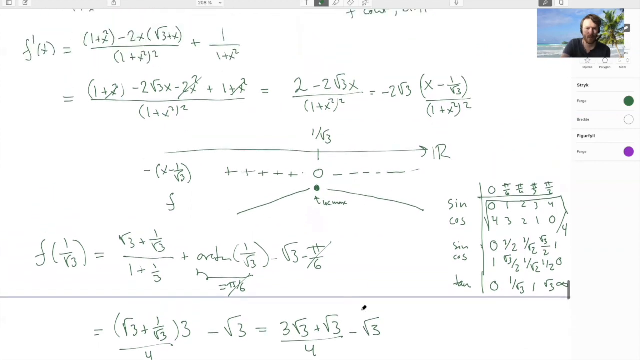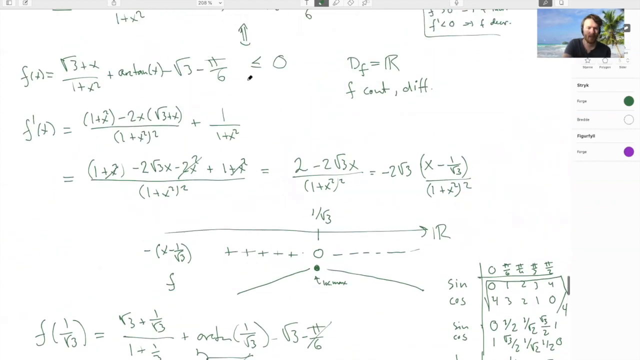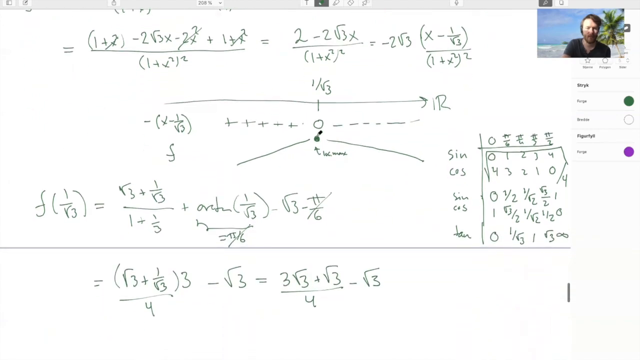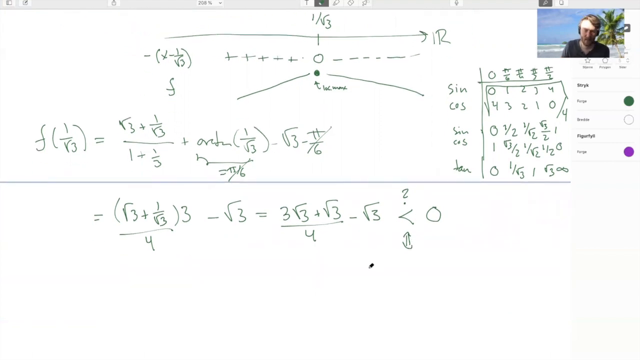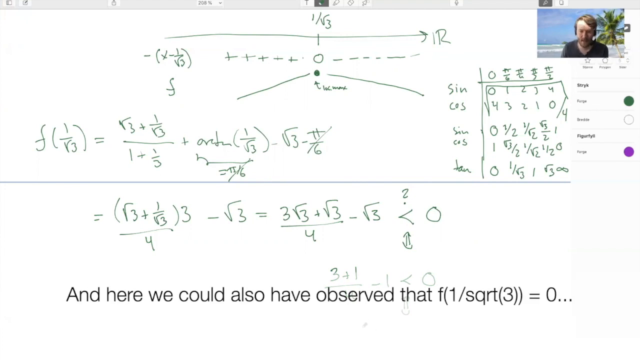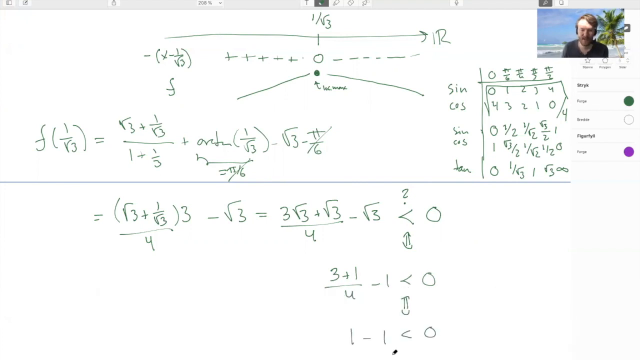And what is it that I want to find out? I just want to show that my f is always negative. So I just want to show that this point here is negative. So I need to figure out whether this is negative or not. To do this, I can insert smaller than 0, and then see if we can get this to be equivalent to something we know to be true. So now I can cancel square root of 3 everywhere. So this is true if and only if 3 plus 1 divided by 4 minus 1 is less than 0. And this is the same as 1 minus 1 is less than 0, which is the same as 0 is less than 0.